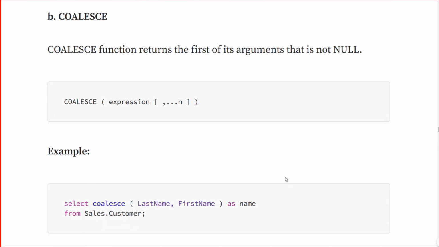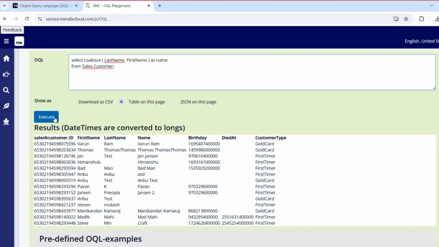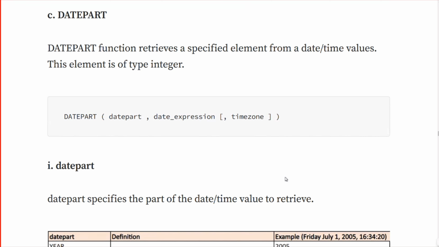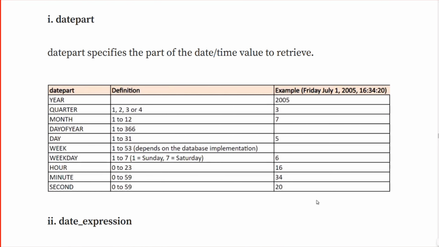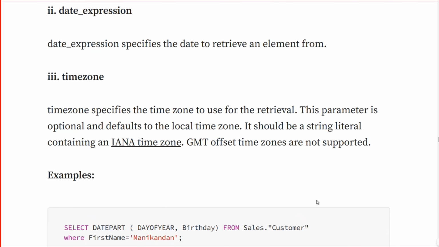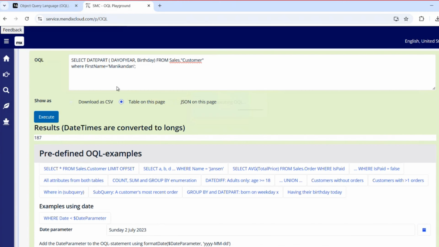Coalesce function, which will return all the not null data. Example, if any null data is available, then it will not get listed here. Date part function, with this function we can get the particular value of date. For example, we can retrieve year, quarter, month, day of year, day, week, weekday, hour, minute, second, everything. Also we can specify the time zone as well. In this example, I'm just finding Manikandan's birthday, day of year, 187.